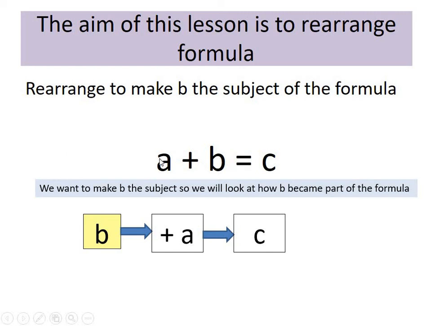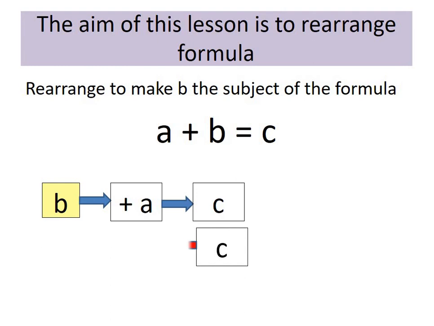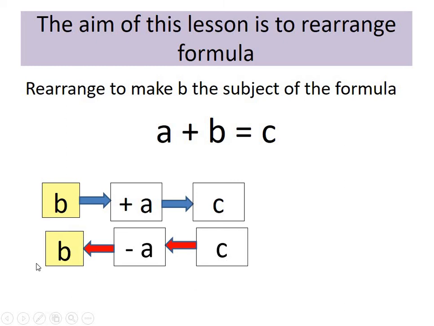Once we have split up this formula, we can then reverse it to find out how to get B on its own. So if we look at C underneath, instead of adding A, we do the opposite. We subtract A, and out will come B. So we're reading this the opposite round to a normal sentence. We need to look at it from right to left. So our answer is C minus A equals B.